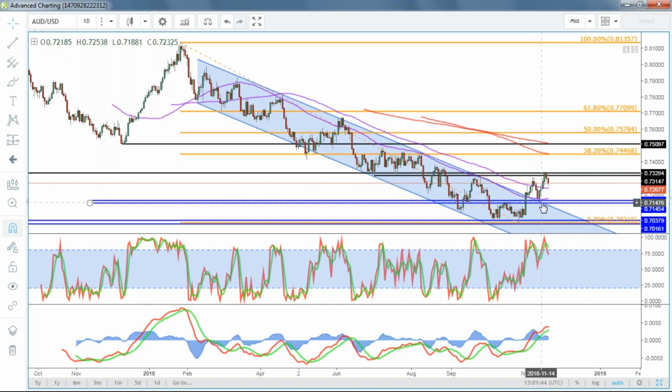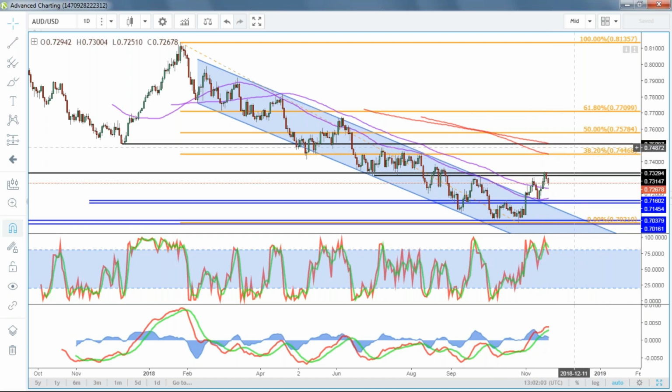We found support from the top of the channel, the prior resistance, and the 55-day simple moving average. We rotated higher back towards these peaks. We've run into temporary resistance for now. Interestingly, we are seeing a lack of momentum a bit on the MACD histogram, but I'm not reading too much into this. I still think this is bullish in the near term.